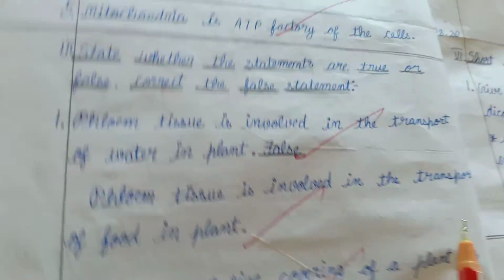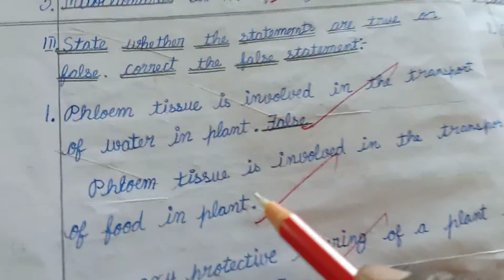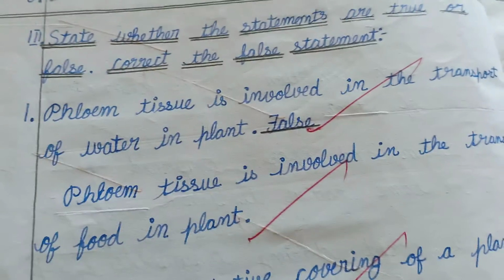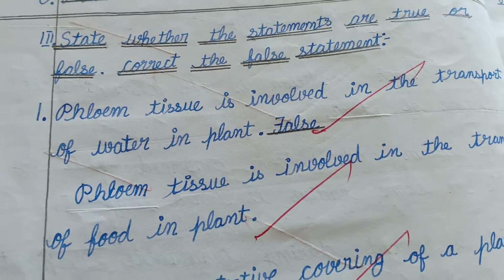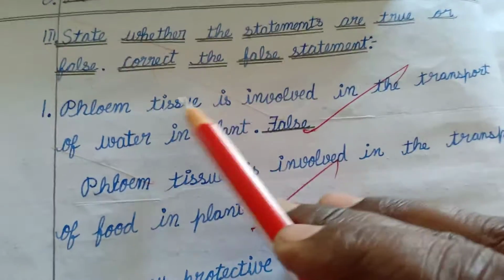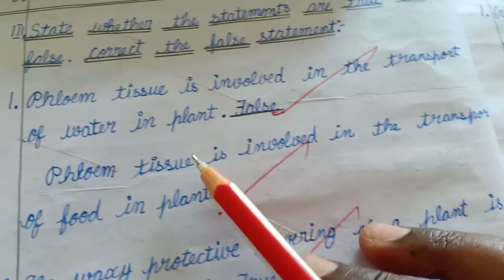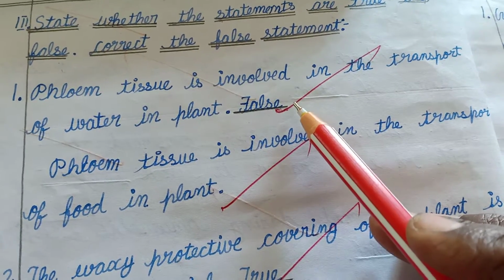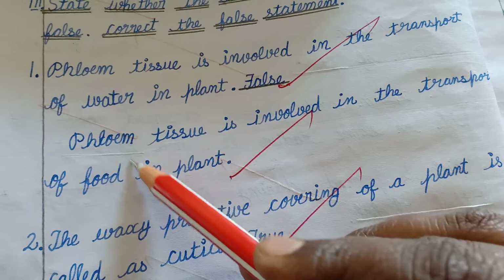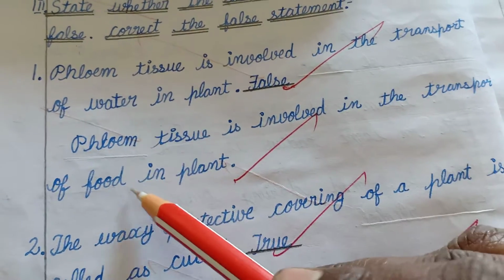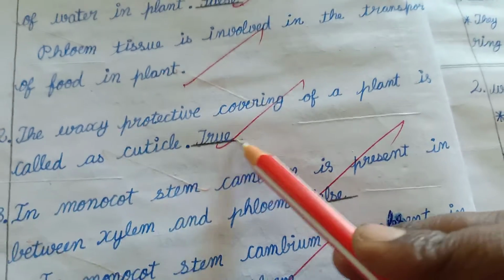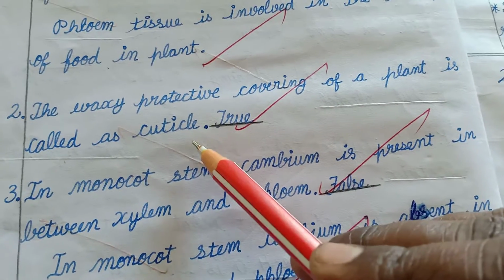Now coming to true or false. If it is false, you have to give the correct statement for it. So we will learn two answers for this. Phloem tissue is involved in the transport of water in plants. It is false. It is involved in the transport of food, not water, food. The waxy protective covering of the plant is called cuticle.